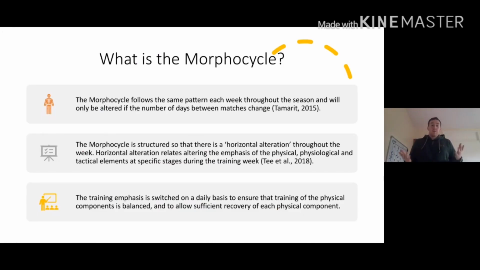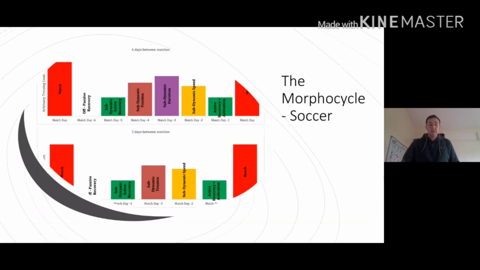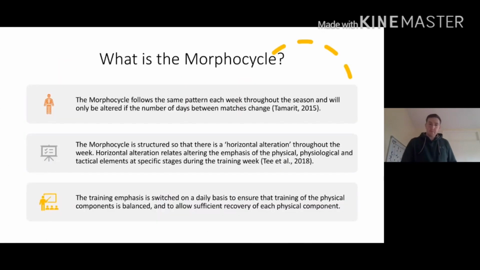So what is the weekly training cycle? Okay, so the morph cycle follows the same pattern each week throughout the season, and it'll only be altered if the number of days between matches change. So if we go back there, we see that there's 1 day less between matches, so we take 1 session out.